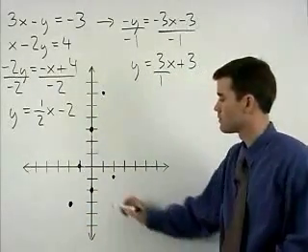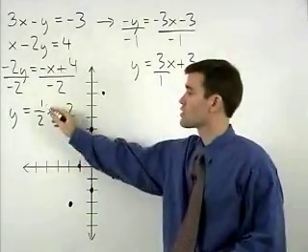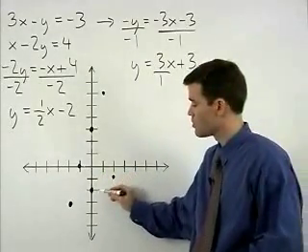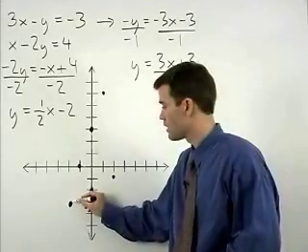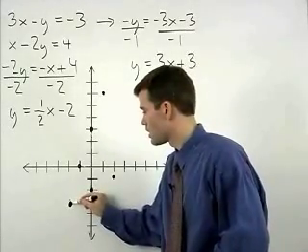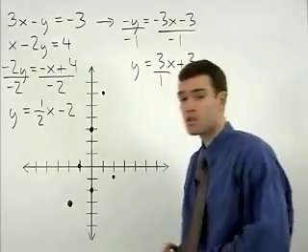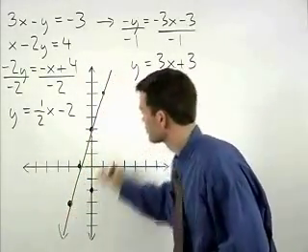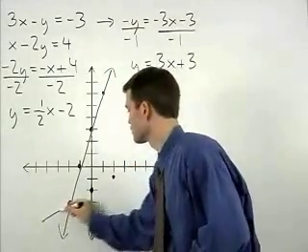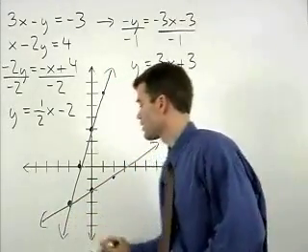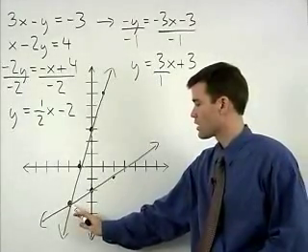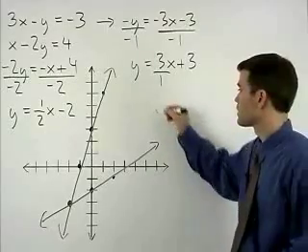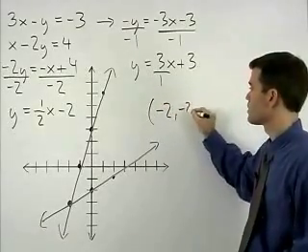lines. For our second line, our slope of 1/2 can move us up 1 and to the right 2, but it can also move us down 1 and to the left 2. So this is actually our point of intersection. If we graph our two lines, you can see that our point of intersection has the coordinates negative 2, negative 3. So that's the solution to our system.